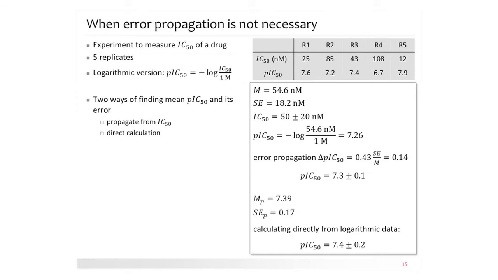Obviously, because you have logarithms of these numbers, you can just take these and calculate the mean and standard error directly. The mean is this one, the standard error is this one. So if you calculate it, you get a slightly different number. It's 7.4 plus minus 0.2. Now, which method is better and why? Any ideas?